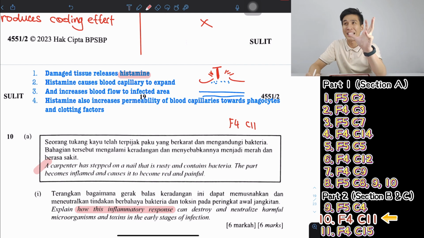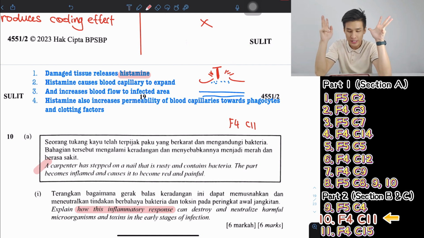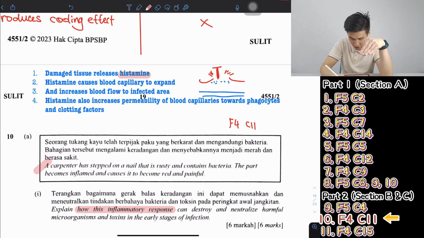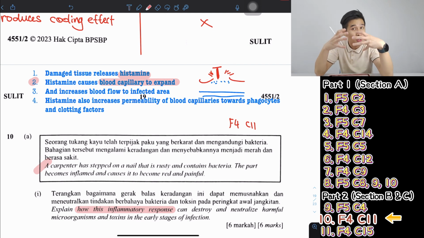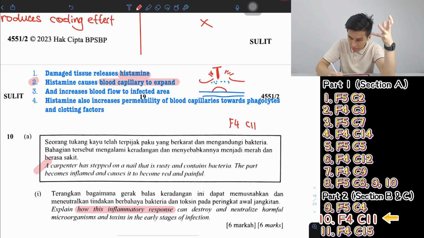Now, histamine is a kind of, I would say, a hormone that stimulates the entire inflammatory response. This histamine is the reason that an infected area will become red and swollen, as they mentioned here. Red and painful, but swollen as well. Because histamine, number one, this is the beginning of the inflammation process. It causes blood capillaries to expand. That's why it gets swollen. So this part will become swollen.